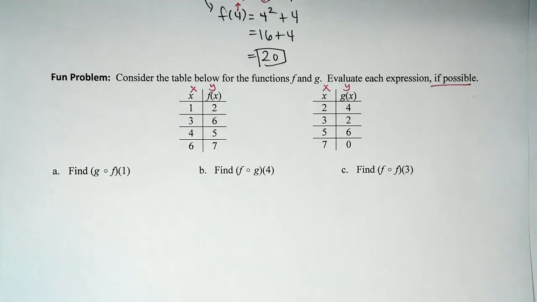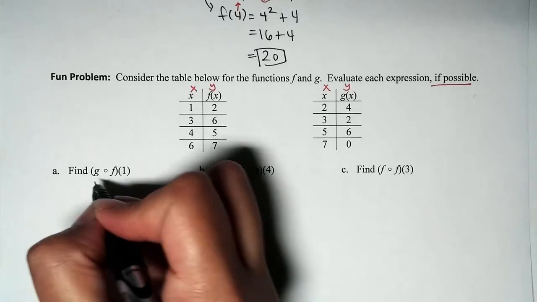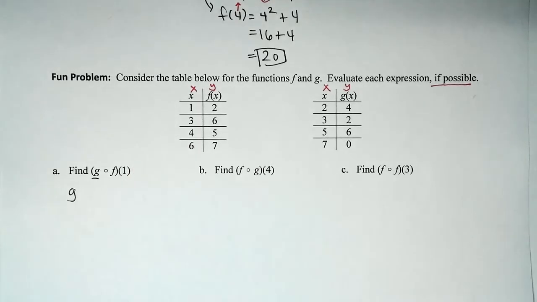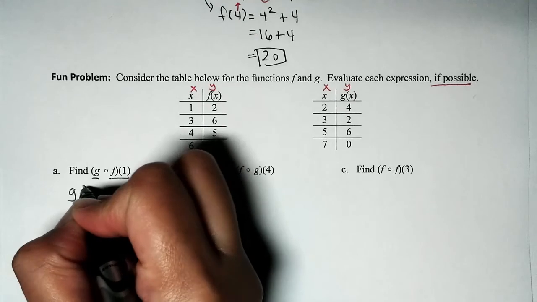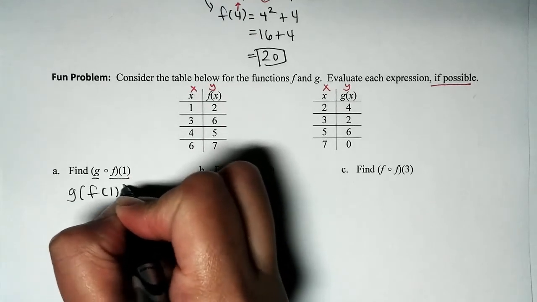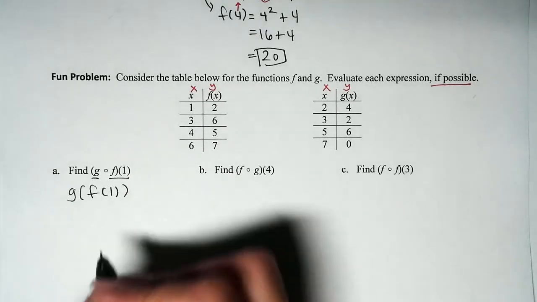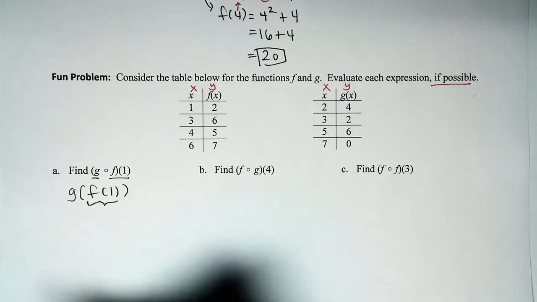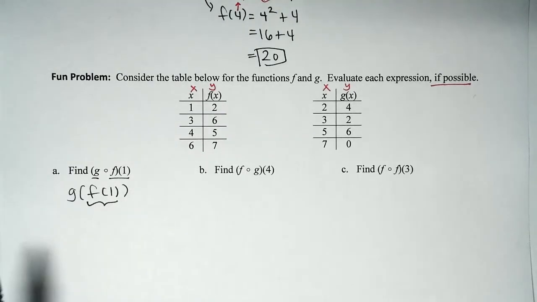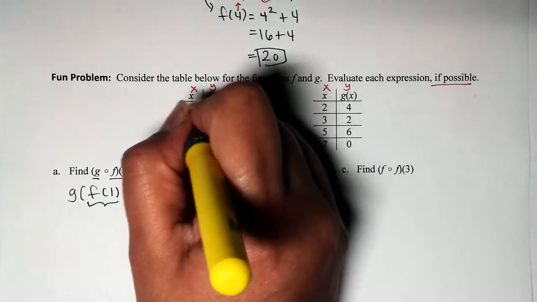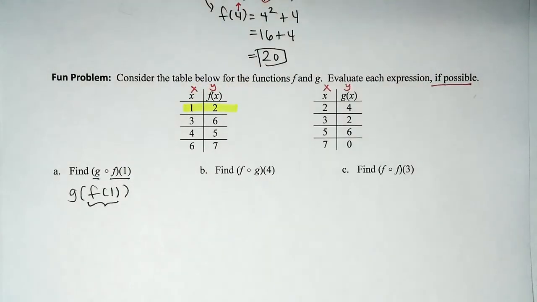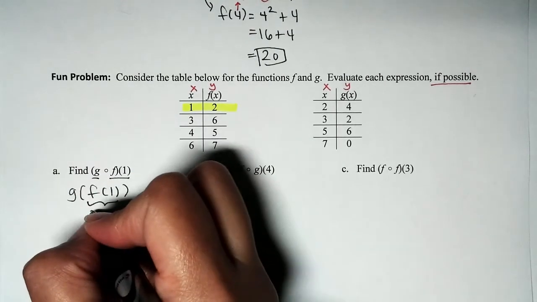This is again hard for me to digest, so I will always rewrite it. So we're going to take this first function. We have g of whatever we are left with, g of f of 1. So now the question is, what is f of 1? Let's look at our first table. When the input is 1, what is the output? When the input is 1, the output is 2. So f of 1 simplifies to 2.